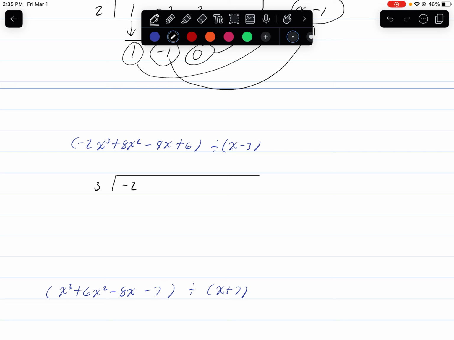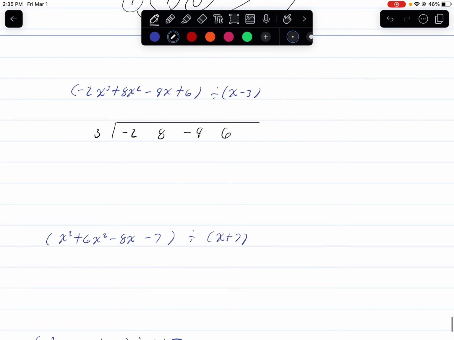So we'll have negative 2, which comes from the coefficient on the x to the third term. We'll have 8 from the x squared term, minus 9 from the x term, and 6 from the constant term. Okay? Draw a line. And we're going to bring down this first term, which is negative 2. So negative 2 times 3 is going to give us negative 6. 8 plus negative 6 is 2. 2 times 3 is going to give us 6. Negative 9 plus 6 is negative 3. Negative 3 times 3 is negative 9.